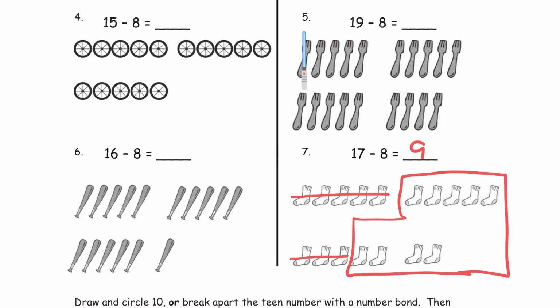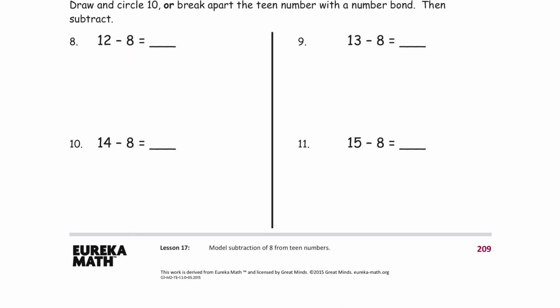Please finish numbers 4, 5, and 6. Press pause, finish those up, and then press play and come back, and we'll take a look at numbers 9 and 10. Welcome back. Let's take a look at numbers 8, 9, 10, and 11. The directions are draw and circle 10, or break apart the teen number with a number bond, then subtract. Okay, so I'm going to do one of each of those with you guys, just so you can see, and then you'll do the other two on your own.